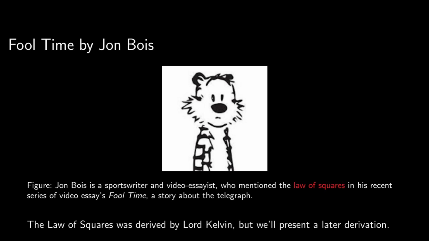So I'm a fan of the sports writer and video essayist John Boyes, who recently released a 4-part video essay called Full Time, a story about the invention of the telegraph and the development of the first transatlantic telegraph line. He does so by introducing many of the key characters in that venture, including one William Thomson, who derived the law of squares, which they used to compute how long it would take signals to travel across the Atlantic.